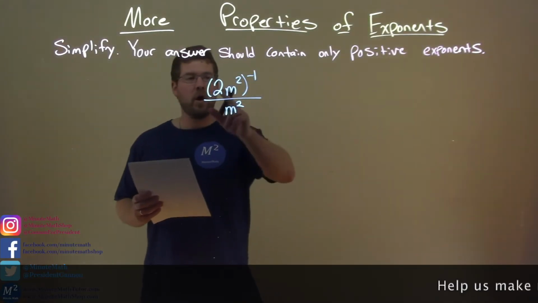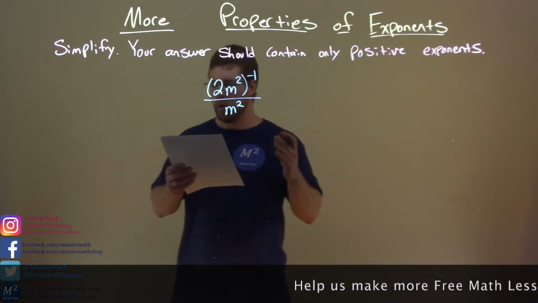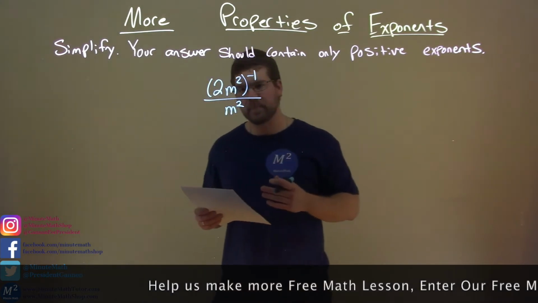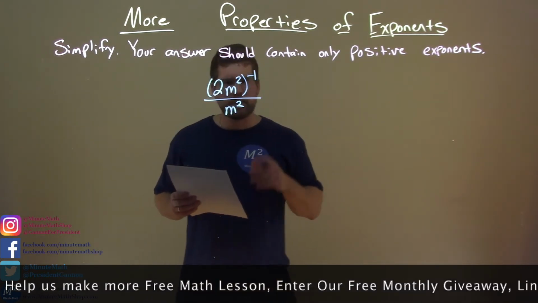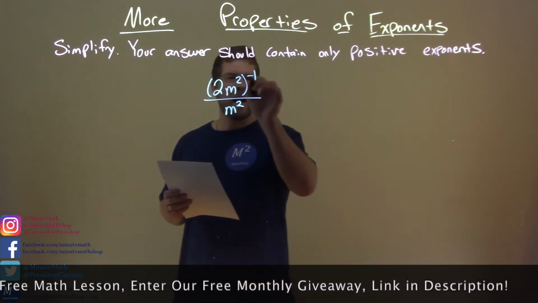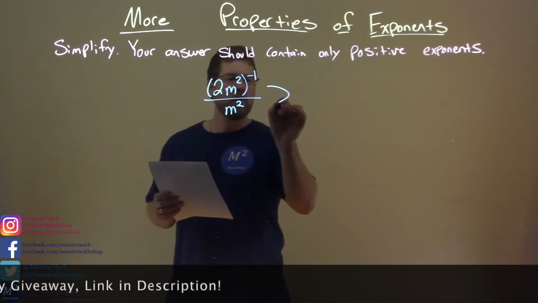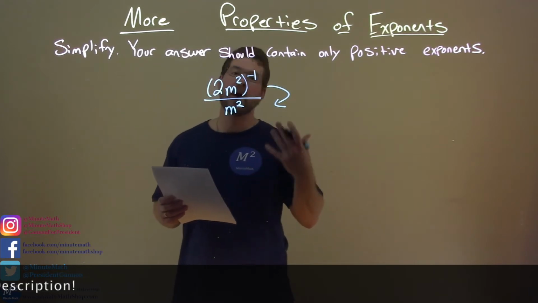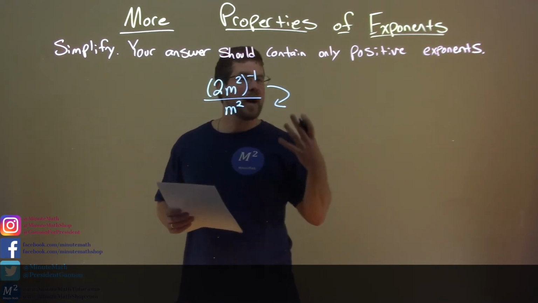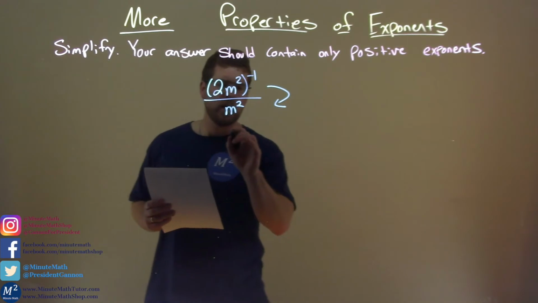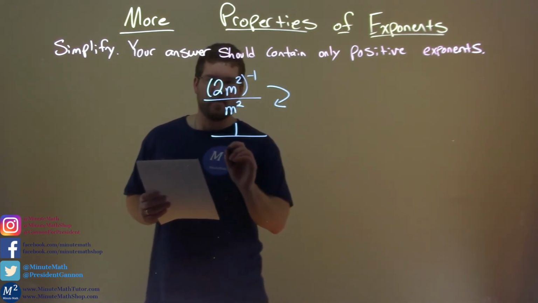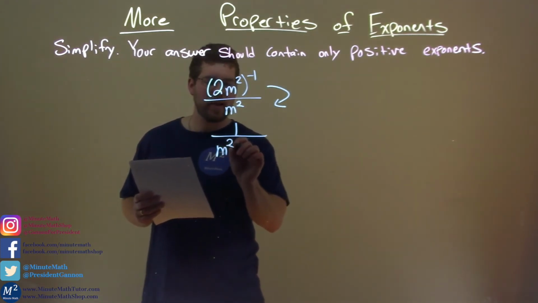2m squared, all to the negative 1 power, over m squared. Well, what should we do here? Well, this is what I'm going to do. I see all of this to the negative 1 power. So I'm going to bring all of that to the denominator and put it to the positive 1 power, which we do not need to write, right? So 2 different writes there. So we bring down, or just keep the m squared down there.